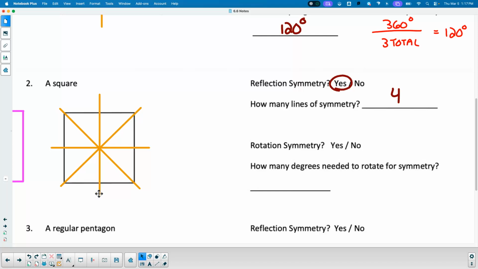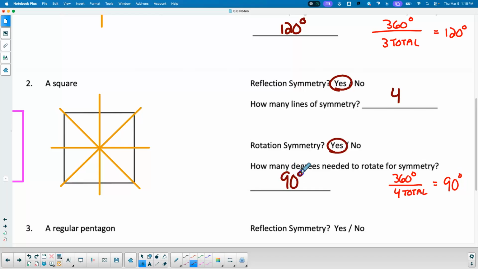Rotationally, we did this one yesterday too, didn't we? How many total rotations did it have yesterday? We had 4 total ones, right? So what would the degrees need to be for rotational symmetry? 360 total degrees to go all the way around, and there's 4 total ones, right? So that would be 90.